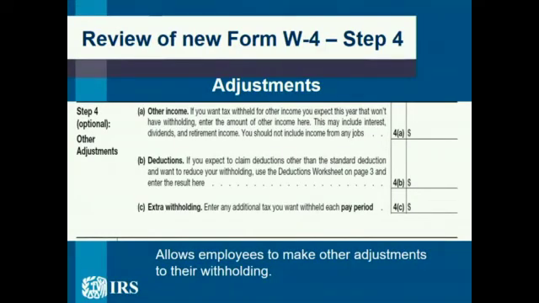Step 4 allows employees to make adjustments to their withholding for additional income, deductions, and extra withholding. This step is also where employees identify that they are non-resident aliens or that they can claim exempt from withholding. Let's take a look at each of the adjustment types.